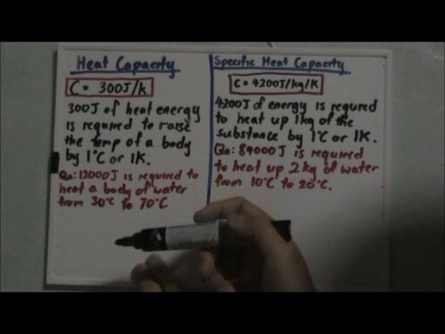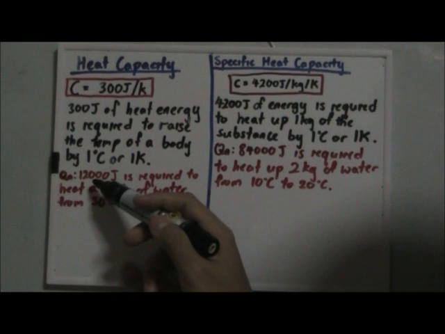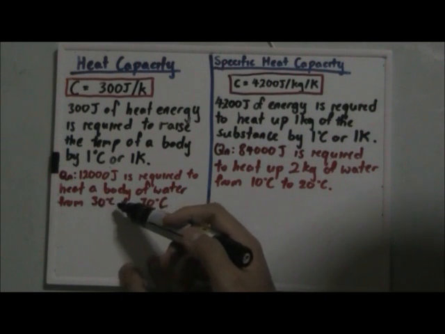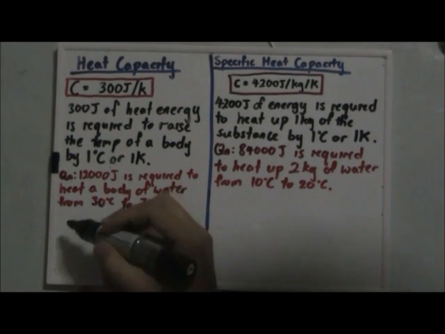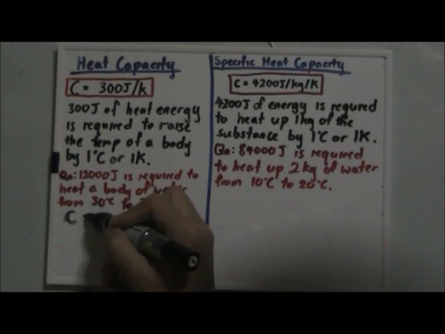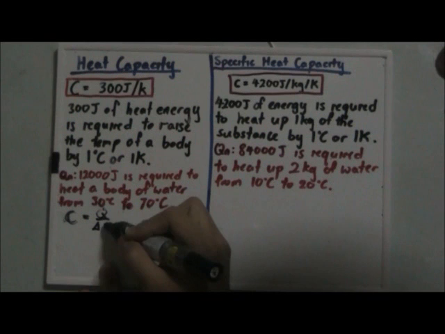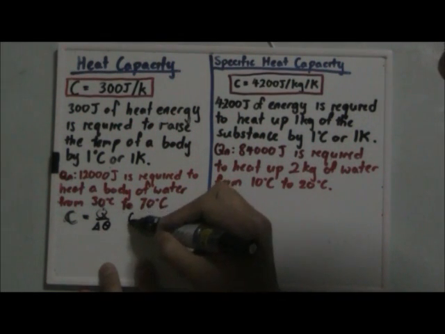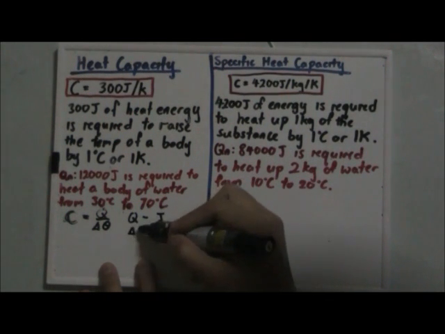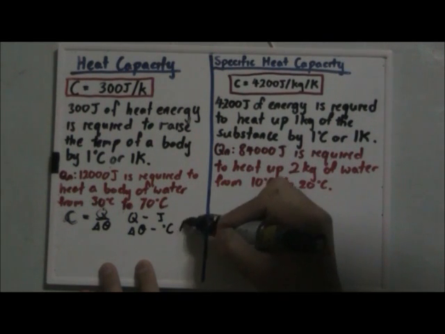Okay, and now let's move on to the formula for heat capacity. Let's use it on a question here. 12,000 joules is required to heat up a body of water from 30 degrees Celsius to 70 degrees Celsius. The heat capacity formula is heat capacity is equal to Q over delta theta. This Q is actually the heat energy in joules, and delta theta is the change in temperature in terms of degrees Celsius or Kelvin.